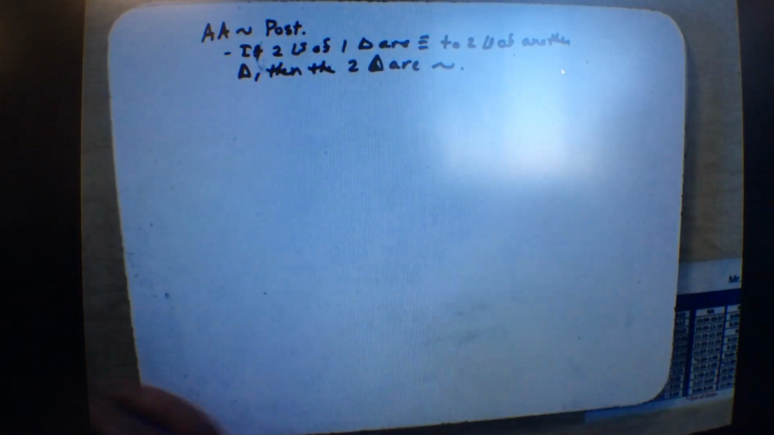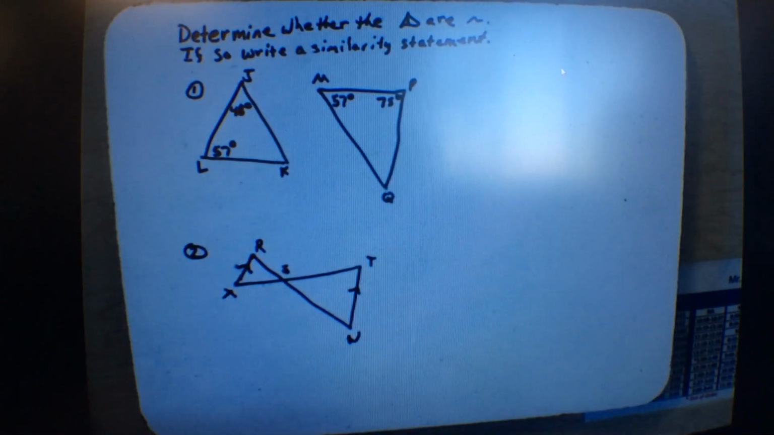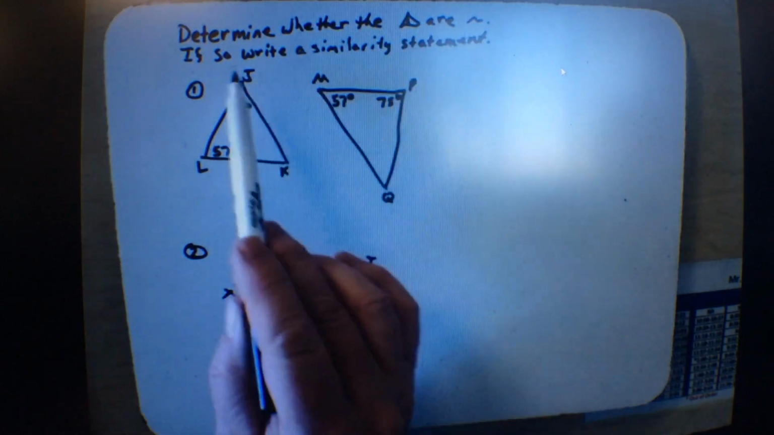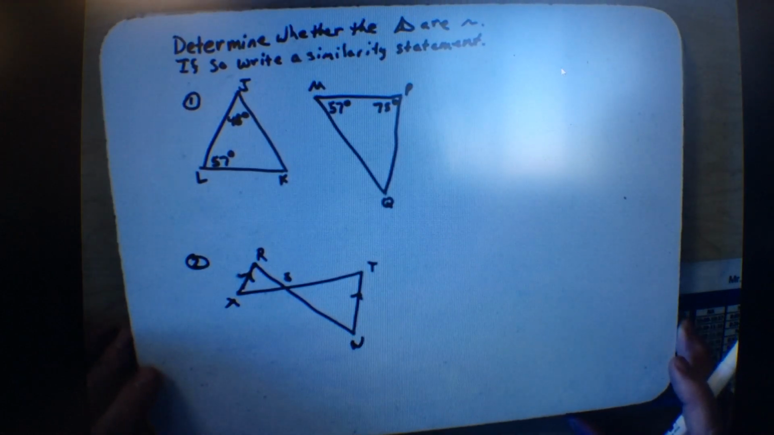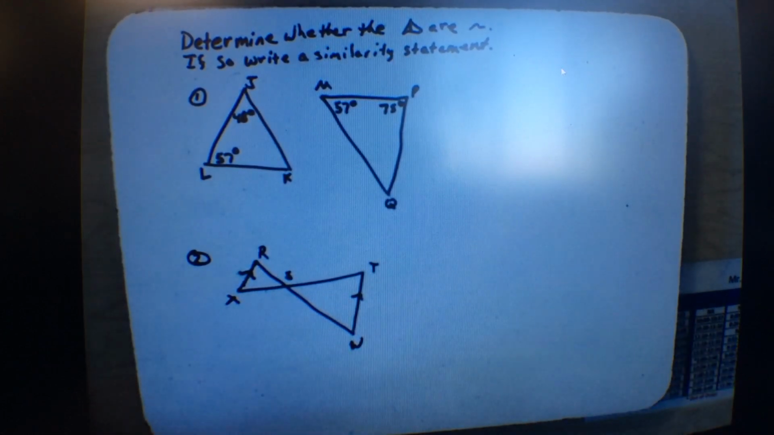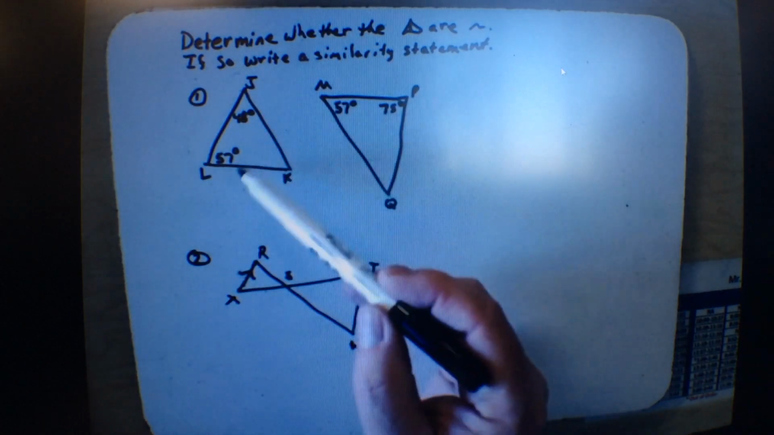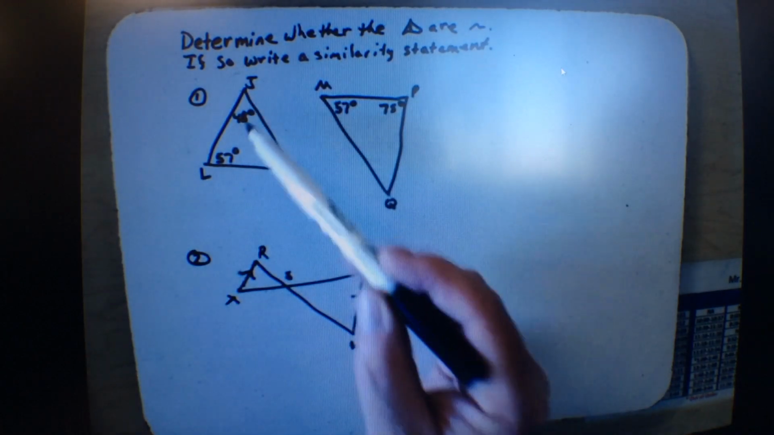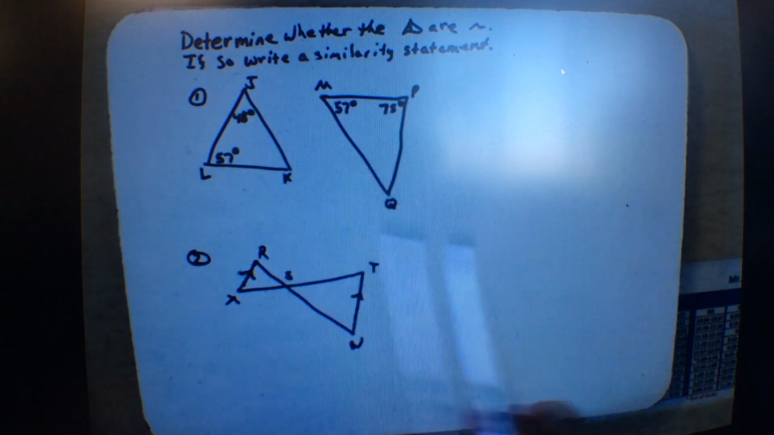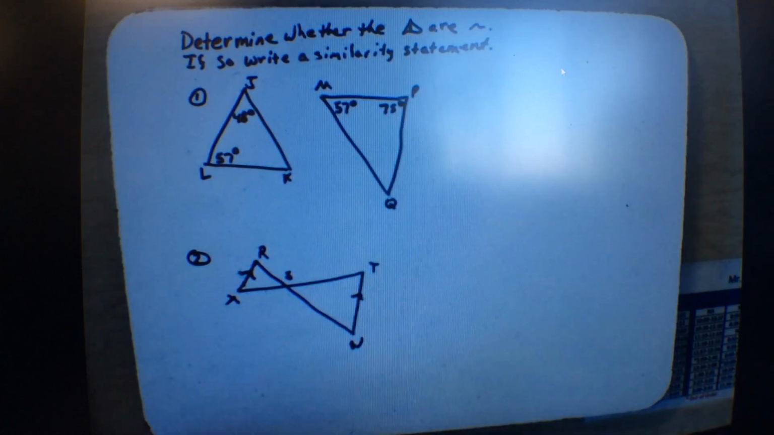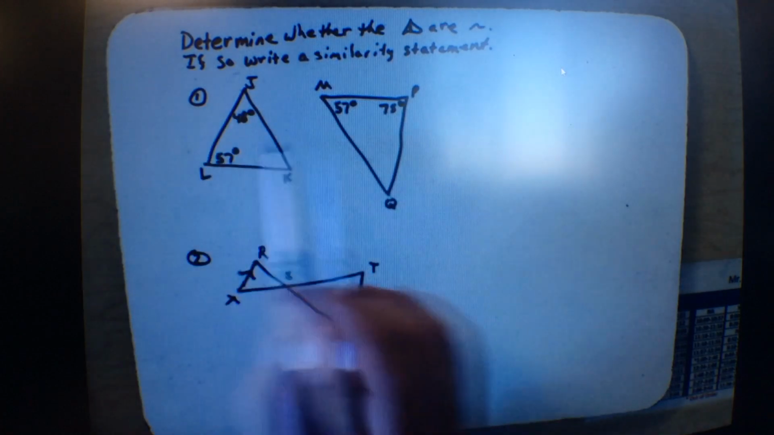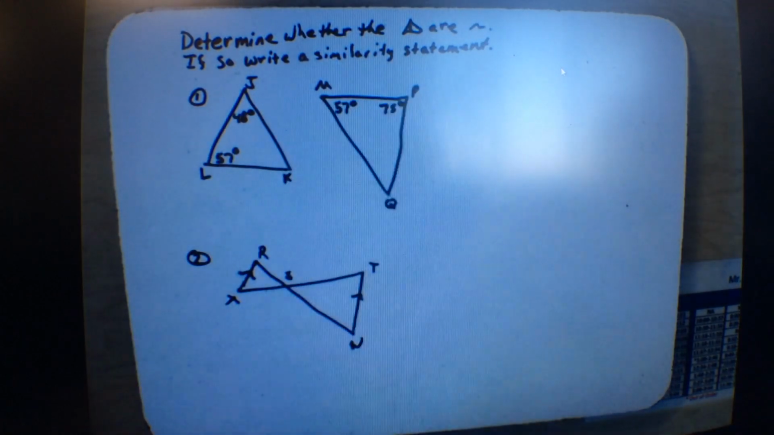Now, if you look at this situation, we can have a situation like this where we determine whether the triangles are similar. If so, write a similarity statement, okay? I apologize for my triangles. They are not great triangles, but here we have two triangles. In this triangle, angle J is 48 degrees, L is 57 degrees, K is unknown, M is 57 degrees, P is 75 degrees, and Q is unknown. So what we want to know is, can we prove these two triangles similar? And if we can, what's the similarity statement?